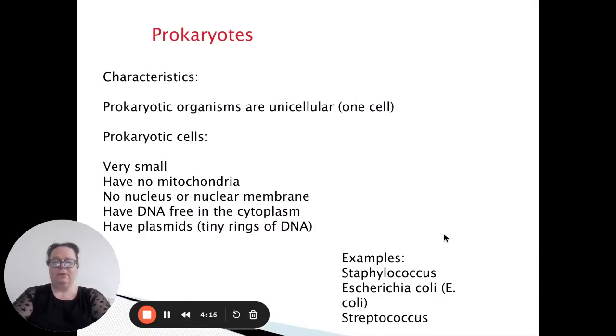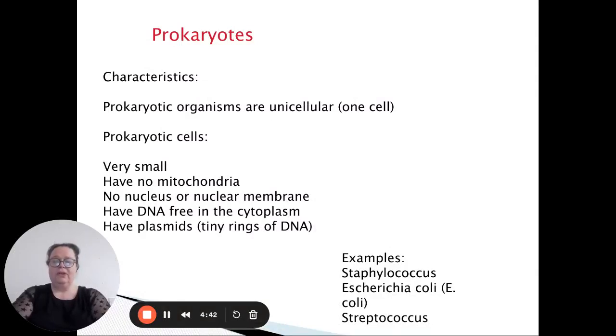So some examples are here. E. coli, that's probably one you may have heard of, which can cause food poisoning. You may have heard of strep throat. Streptococcus causes strep throat. And there's another one here, staphylococcus. Now, you do not need to remember these. This is just for interest to give you some examples. So if you need to write that down, pause the video now.